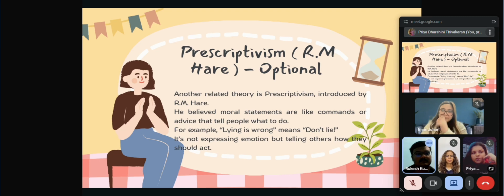Another related theory is prescriptivism, introduced by R.M. Hare. He believed moral statements are like commands or advice that tell people what to do. For example, lying is wrong means don't lie. It's not expressing emotion but telling others how they should act.